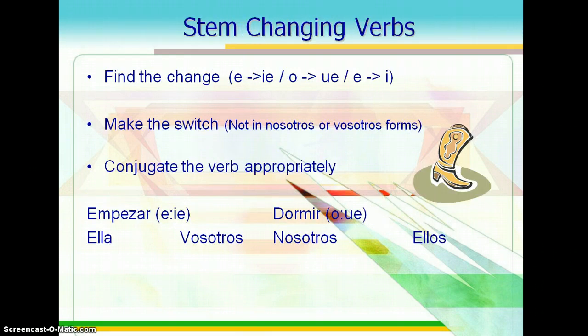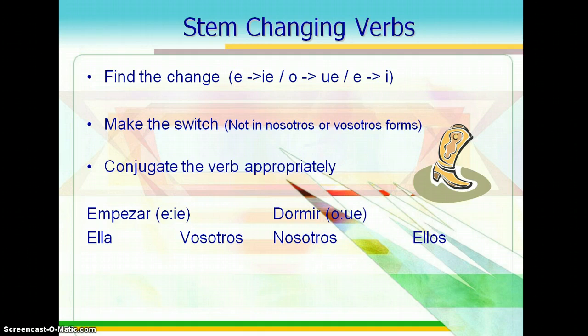We have to go over our boot verbs once again. Remember that these boot verbs have changes. There's kind of 3 different ways they can change. There can be a spelling change from E to IE, from O to UE, or from E to I, and make the switch when you're using these boot verbs.